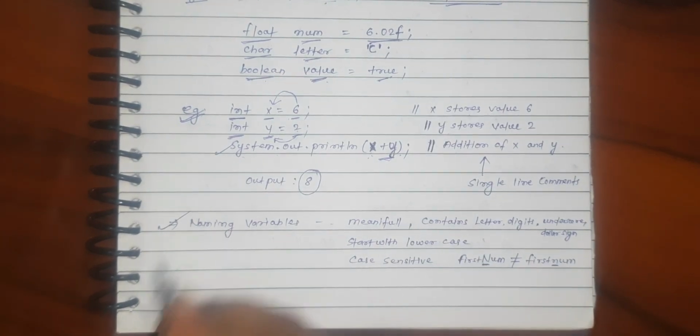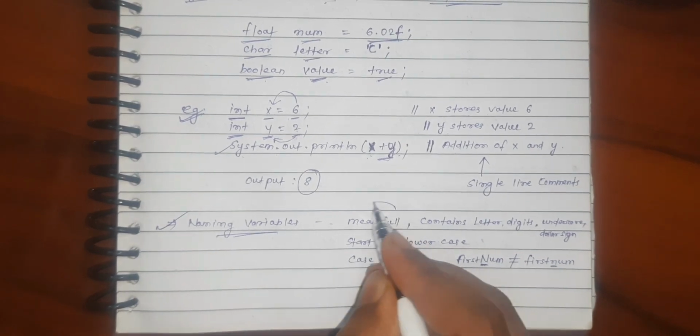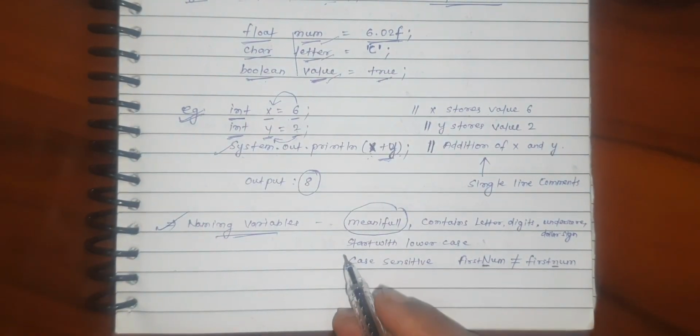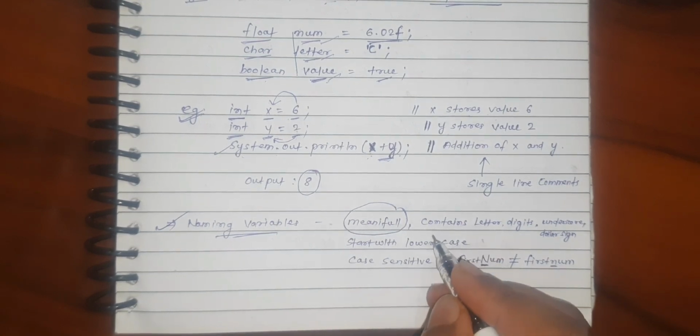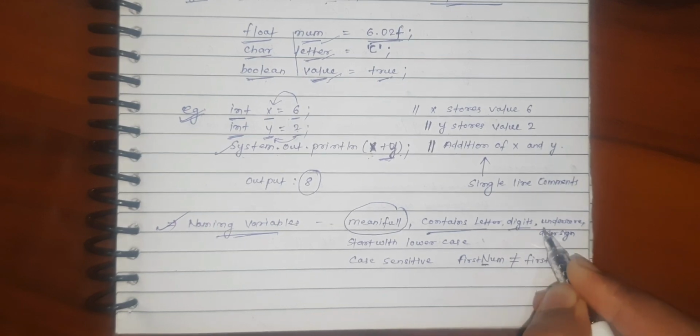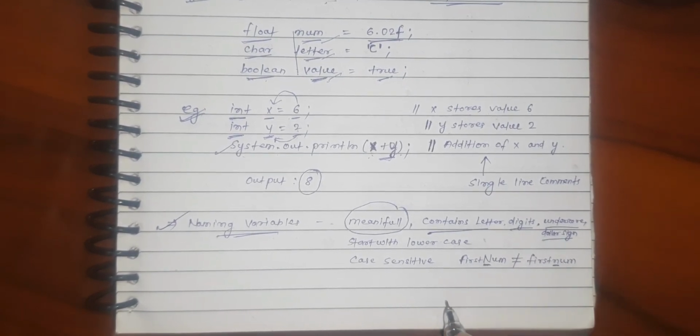A few important things that we need to take note of: when naming variables, the names should be meaningful. Whatever the name, either number, letter, value, or name, the variable that you are naming should be meaningful. A few more rules: it can contain letters, digits, underscore, and dollar sign. These are some limitations on naming a variable.